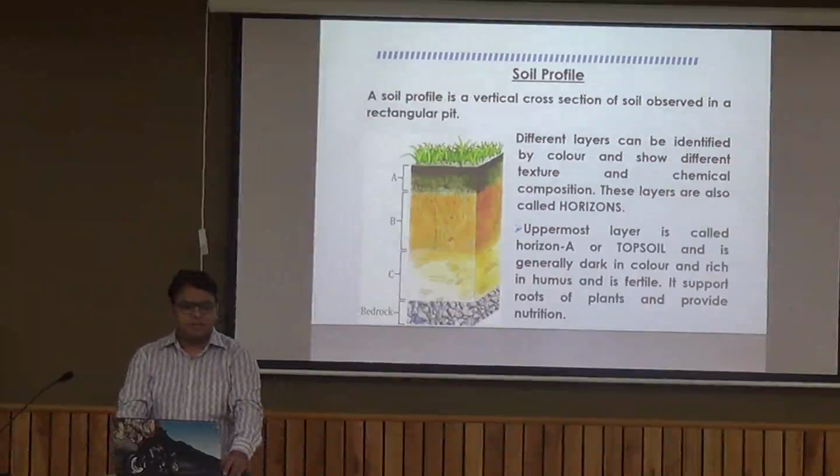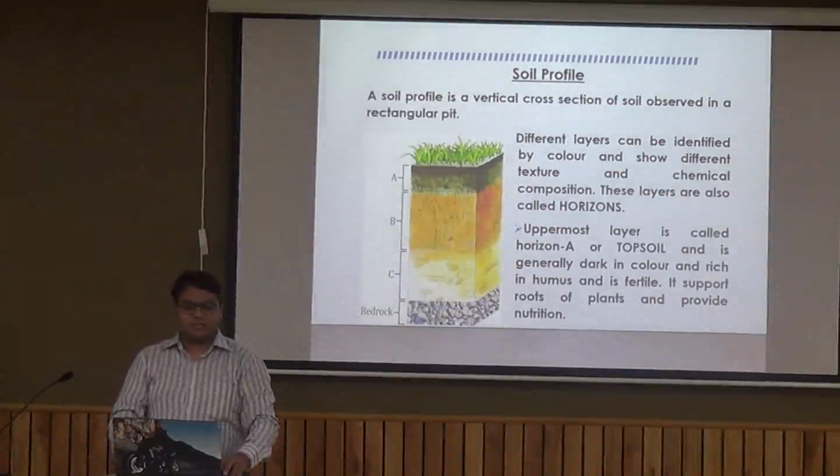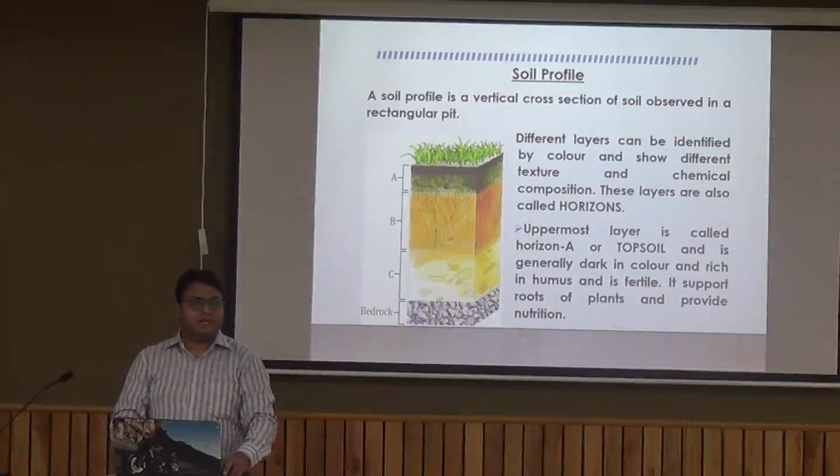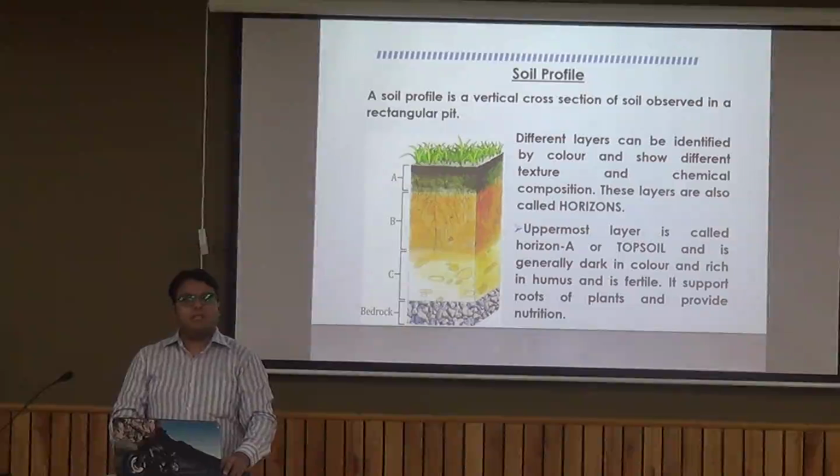Soil profile. Soil profile is the vertical cross section of soil observed in a rectangular pit. When we move down through the earth in a rectangular pit anywhere, we see that there are different layers which vary in color, texture and composition. They are called soil profile horizons. These horizons are very important as they give us the various substances and things we require.